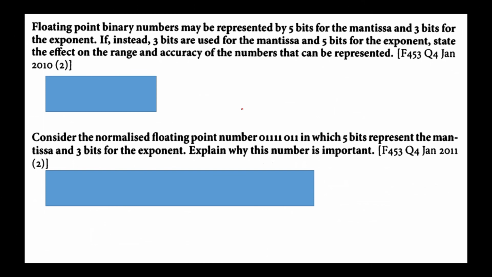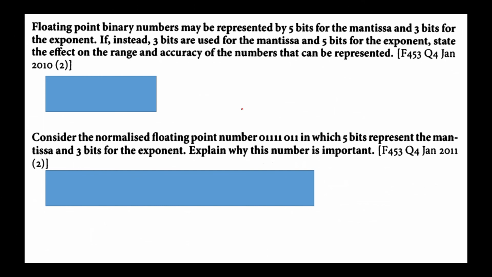Explain why this number is important: 0, 1, 1, 1, 1, 0, 1, 1, in which there are 5 bits for the mantissa and 3 bits for the exponent. Explain why that number is important. I'll give you a hint that that question did actually come up a bit earlier within this video. So pause the video now if you want to have a go at these.